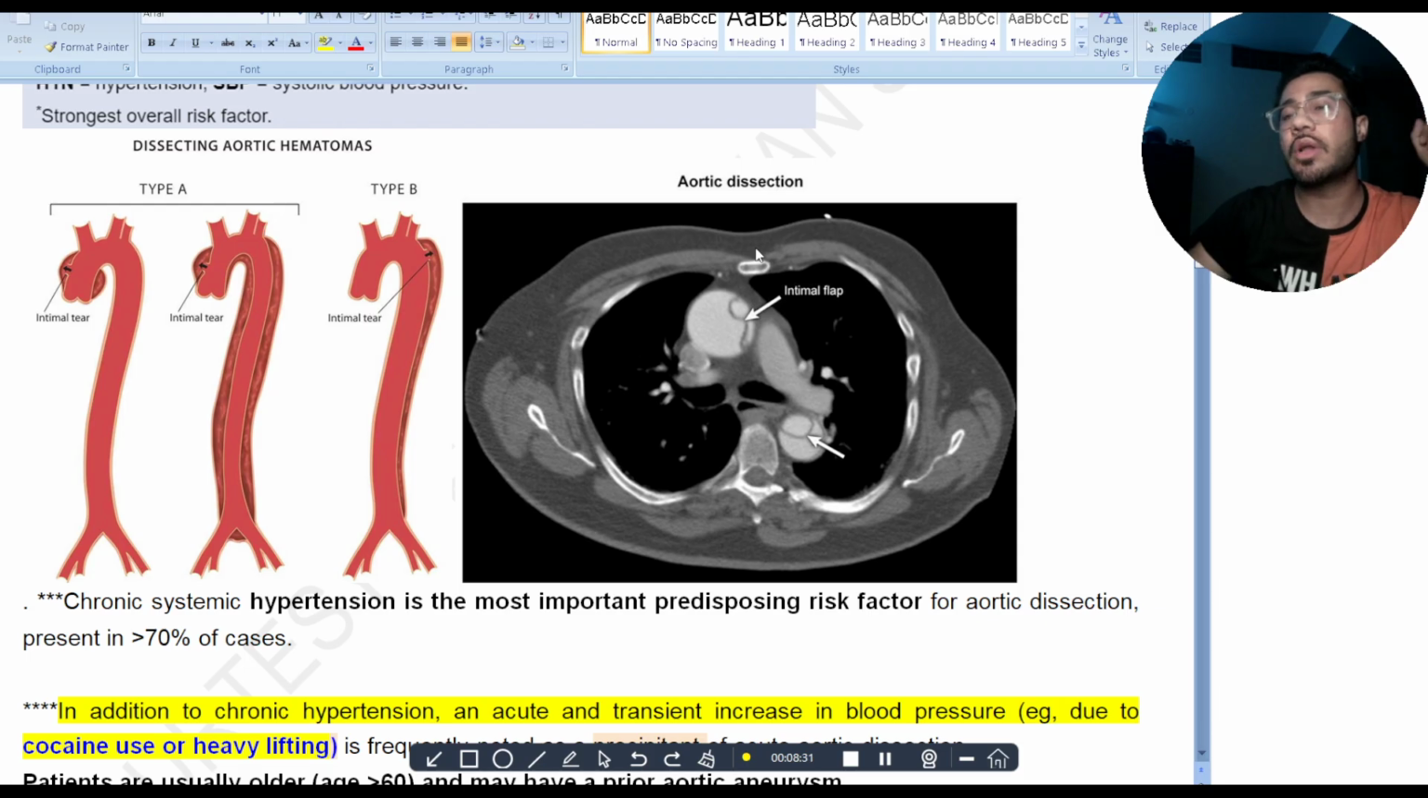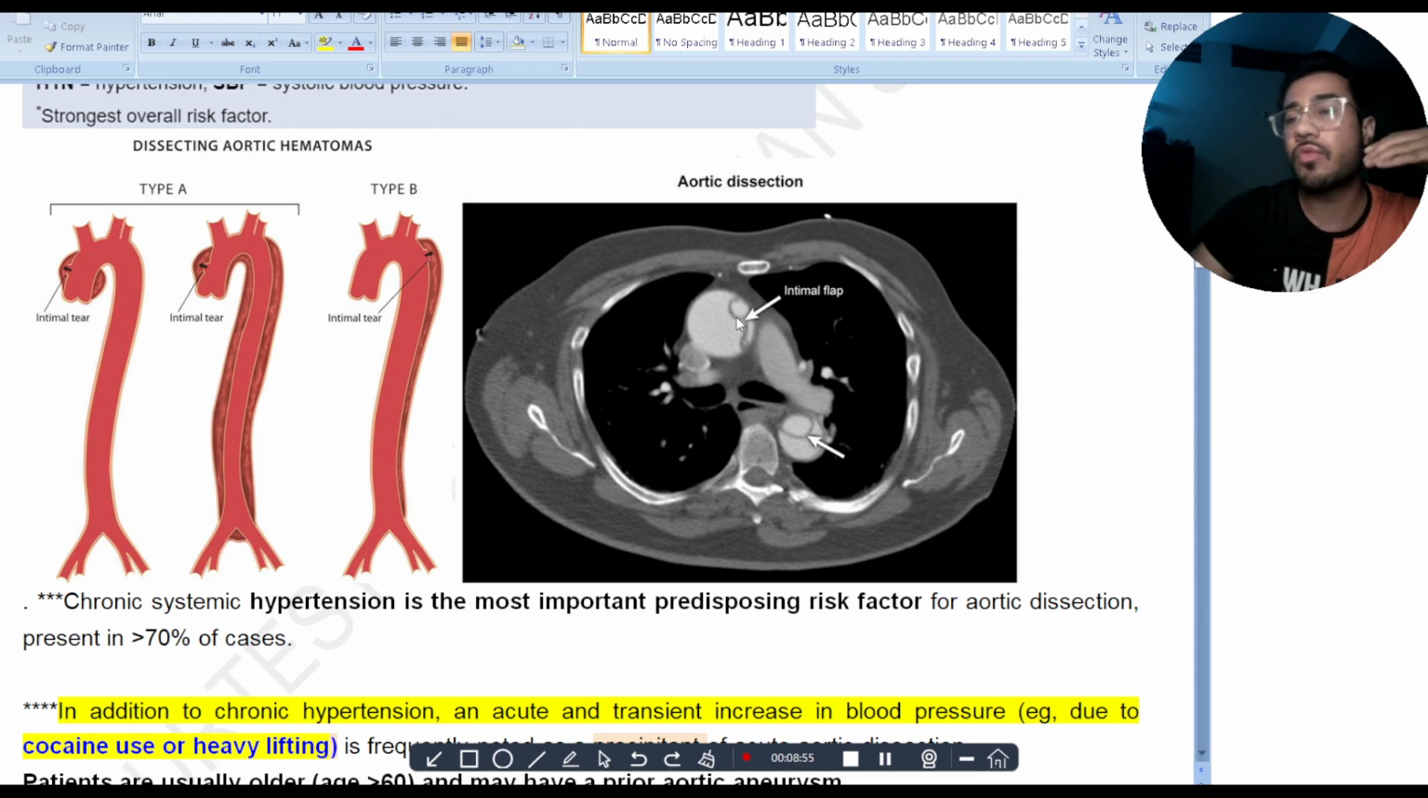The only way to confirm is to see the dissection flap and the false channel, and that can be done if you do a contrast enhanced CT, where the contrast goes into the blood and that shows a false lumen, just like my cursor is pointing here, and a dissection flap. That confirms the diagnosis of aortic dissection.